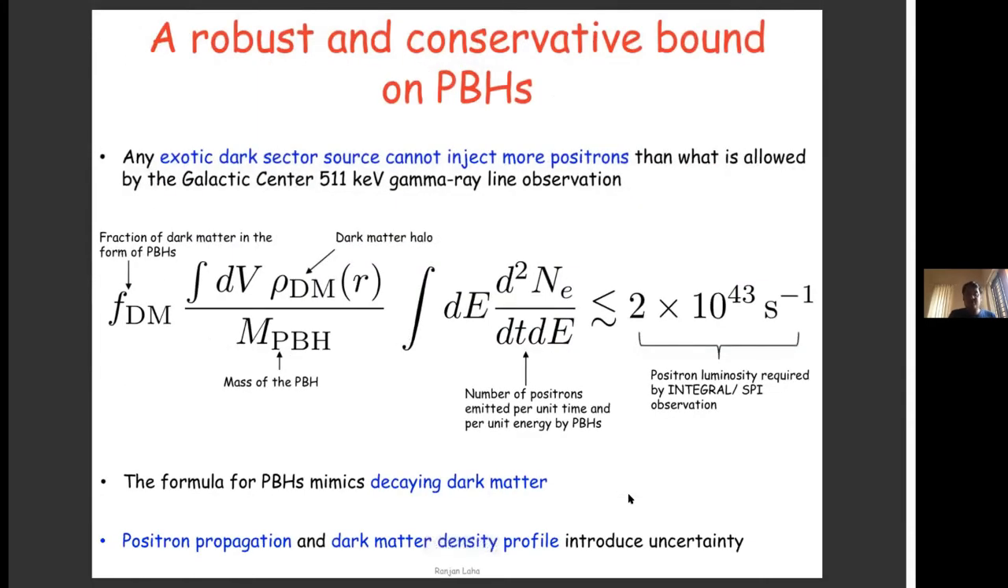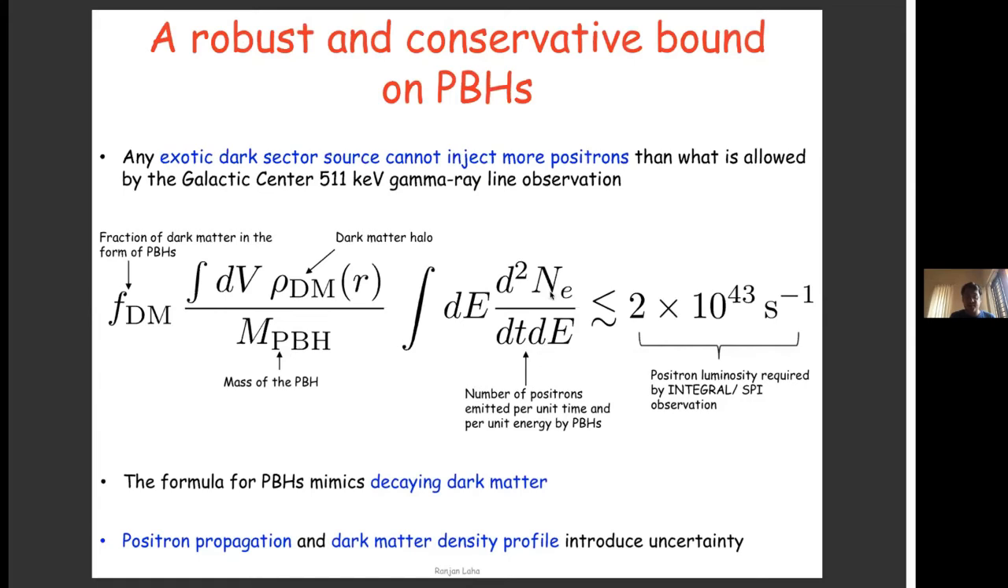So even though we do not know what is producing these 511 keV photons, what we can robustly say is as follows. If there is any source which is injecting positrons, it cannot inject more positrons than 2 times 10 power 43 per second. Otherwise, it will violate the measurement. Remember, that is the injection luminosity of positrons.